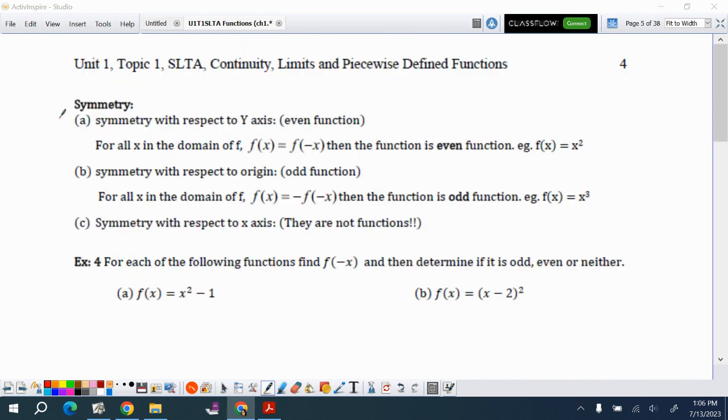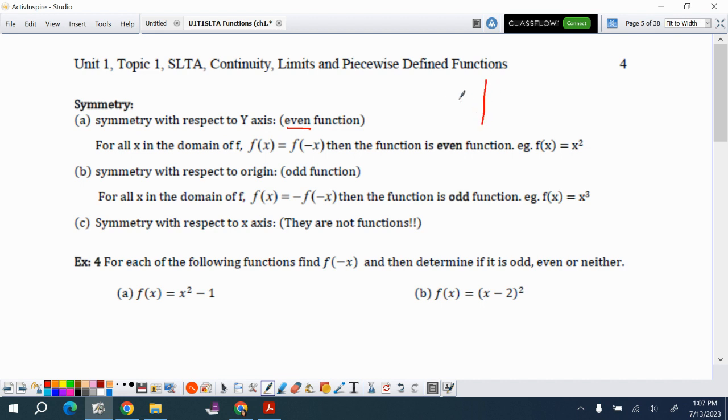Now I'm going to talk about the symmetry of a function. This is a very, very important topic. You have to be able to identify the symmetry without a graph and with a graph. So let's take a look at the definition of an even function. An even function is symmetrical with respect to the y-axis.